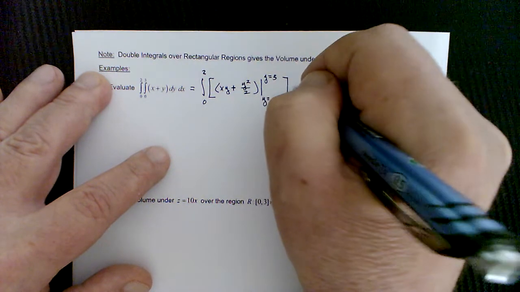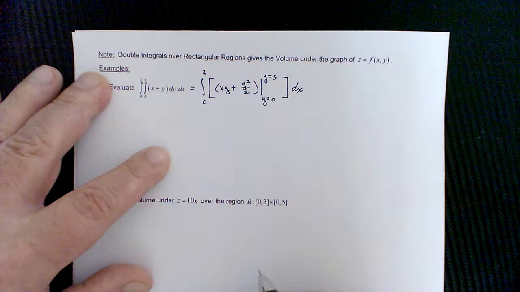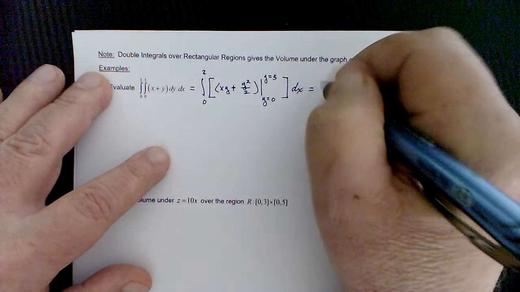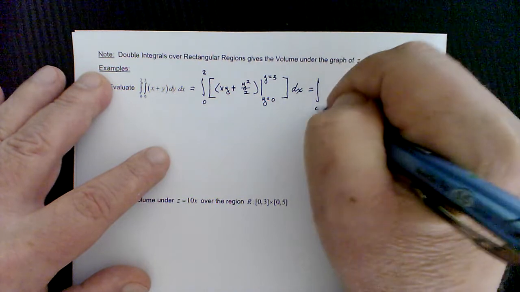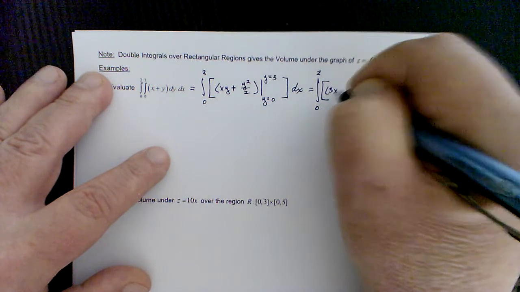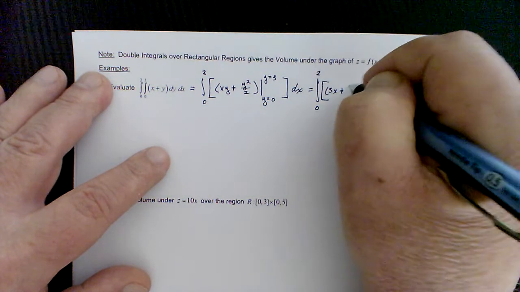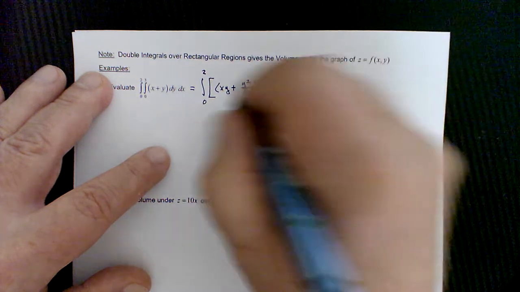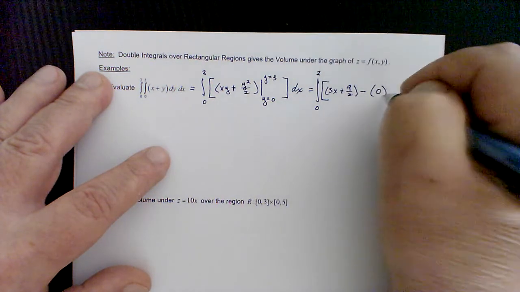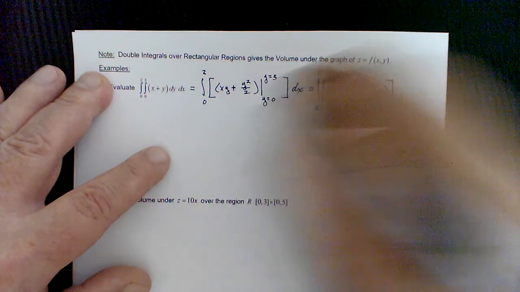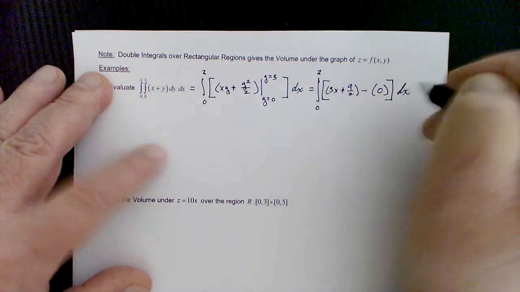Close up the brackets. And then with respect to x. So then we get, by the fundamental theorem of calculus, the integral from 0 to 2. Okay, I'll keep the brackets. Upper limit, 3 goes in for y. So 3x plus 9 halves. And then minus lower limit, 0 goes in for y. So that's just going to be a big 0, because notice that y is a factor of each of the terms. And that's with respect to x.